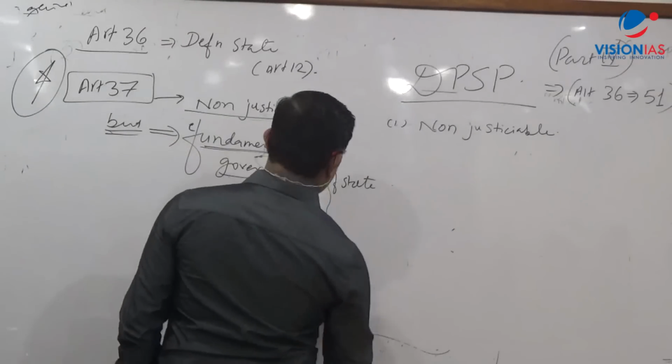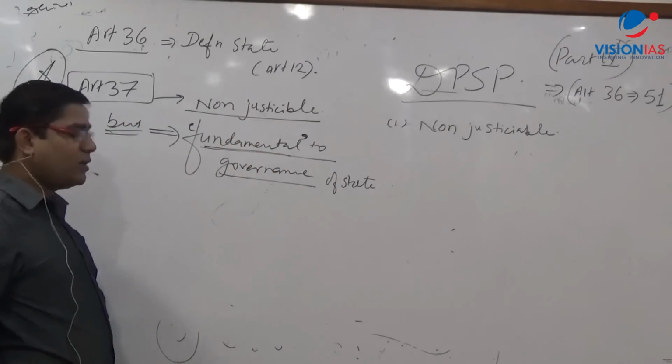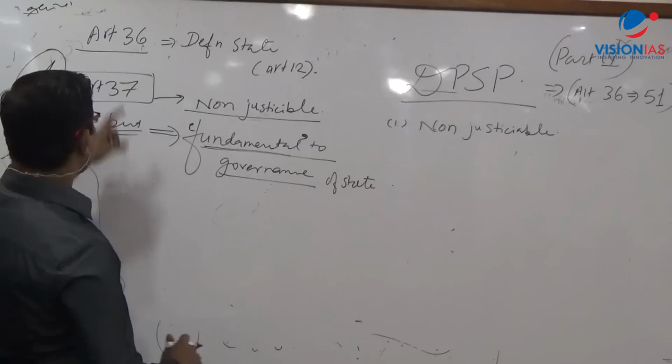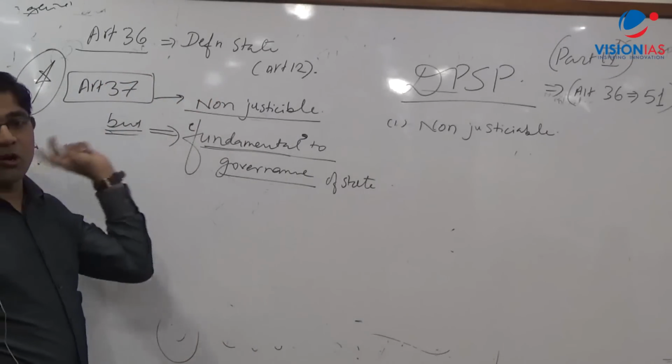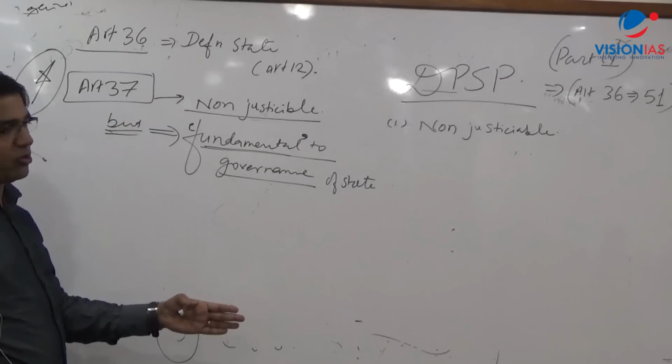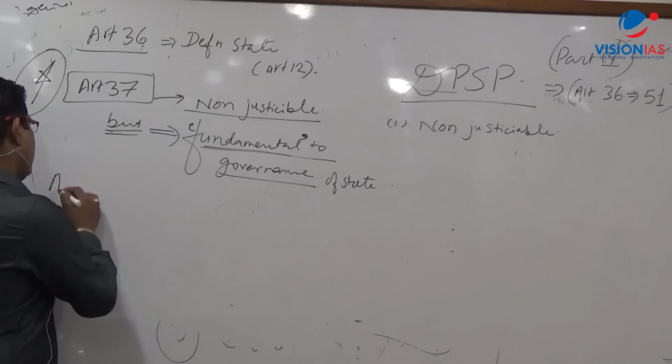Directive principle, all directive principles. So these are non-justiciable, but nonetheless they are fundamental to the governance. So 36 established definition of state, 37 established nature of all the DPSPs. What is their nature? They are not justiciable. What is their nature? They are fundamental to governance.